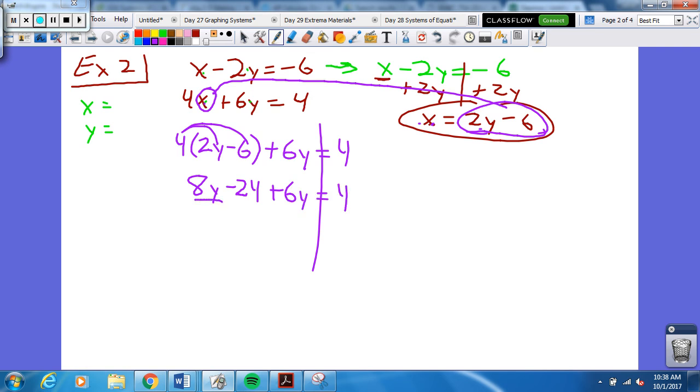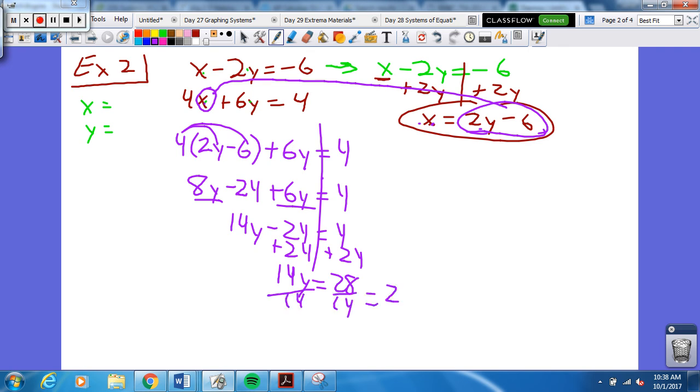Okay, where are we at? Oh yeah, combine like terms. That's why I put the line right here, so I can combine like terms on either side of the line. 14y minus 24 equals 4. Let's see if I get a number here. Plus 24, plus 24. 14y equals 28. Divide by 14. And I have 2. y equals 2. All right. Feeling good about that. Where can I plug in?